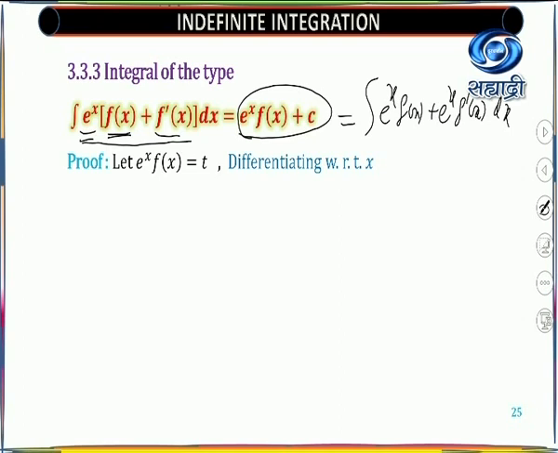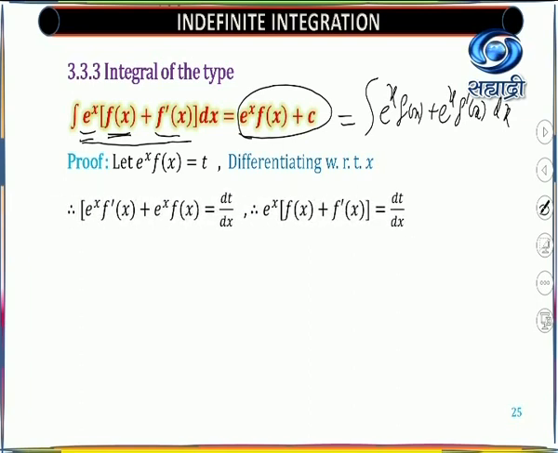So here e raised to x f(x) equal to t. Differentiating, what we'll get here is e raised to x f dash x plus e raised to x f(x) equal to dt upon dx, because we are differentiating with respect to x. I have mentioned that we are differentiating with respect to x, meaning you are differentiating this with respect to x and t is also with respect to x.